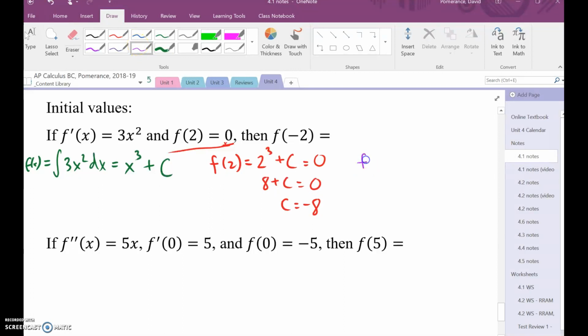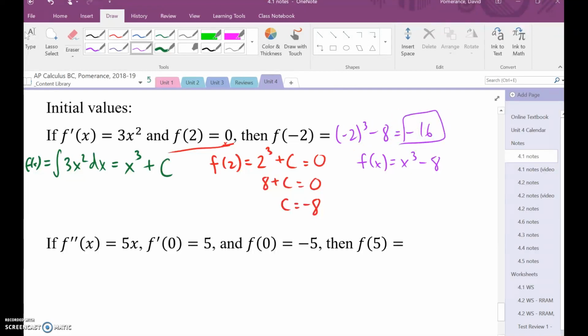We know that f of x is equal to x cubed plus c, where c is negative 8, so minus 8. So that function satisfies both that we have the derivative of 3x squared when we take the derivative, but also when we take f of 2, we get 0. So to finish this problem off, let's evaluate this when x equals negative 2. So we'll get negative 8 minus 8, or negative 16, is our final answer.